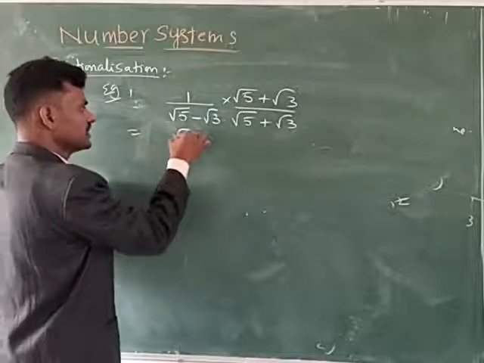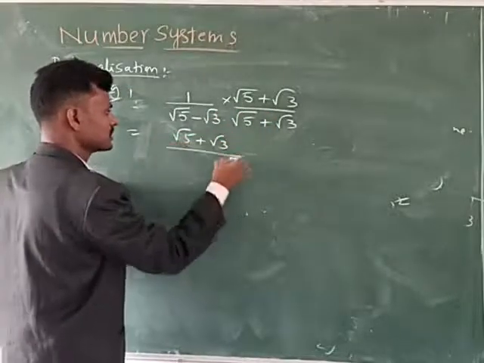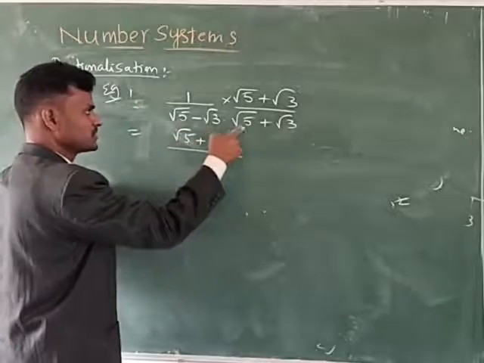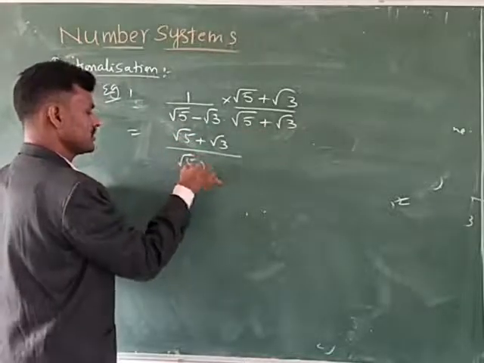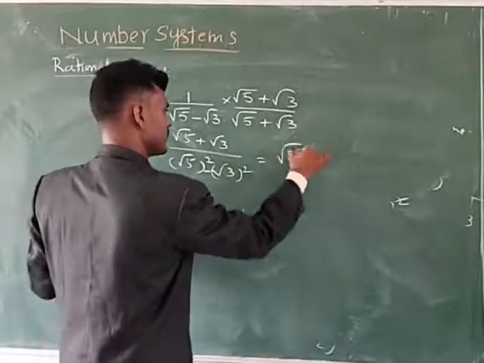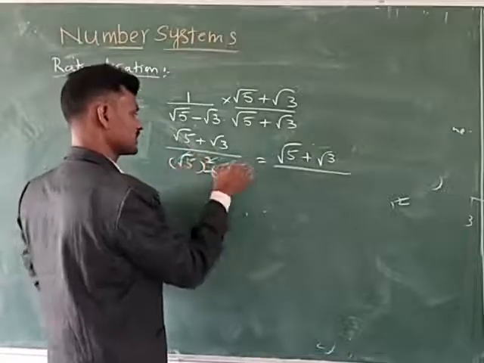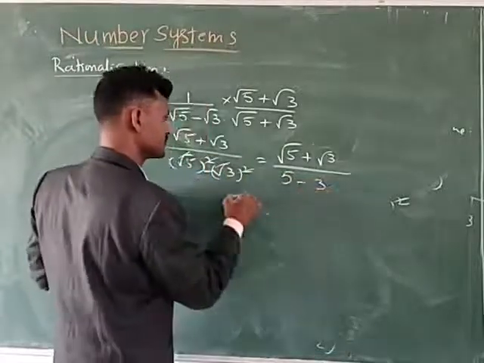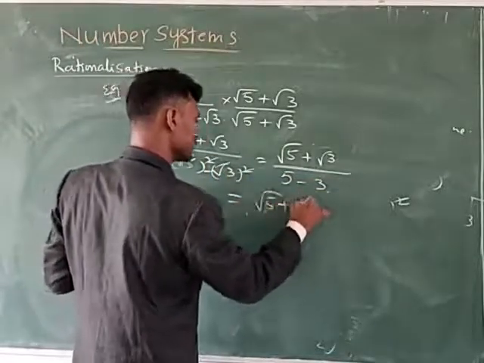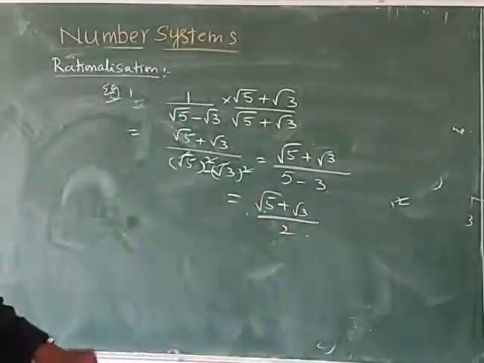Now root 5 plus root 3 into 1, root 5 plus root 3 by, this is (a minus b) into (a plus b), a square minus b square. Now see here, root 5 plus root 3 by, the square root cancels, 5 minus 3, is equal to root 5 plus root 3 by 5 minus 3, that is 2. Understand? Note down.